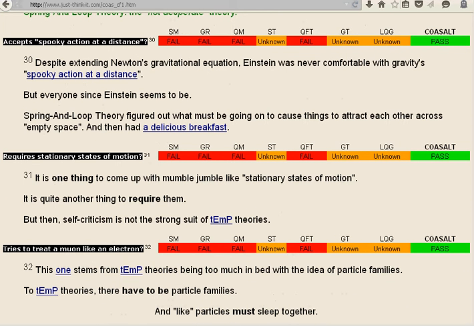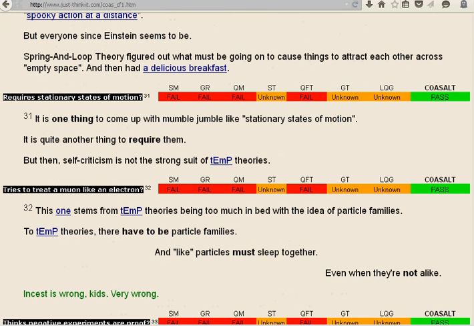Number 32. Does the theory try to treat a muon like an electron? This one stems from the existing mainstream physics theories being too much in bed with the idea of particle families. To TEmP theories, there have to be particle families, and like particles must sleep together, even when they're not alike. Incest is wrong, kids. Very wrong.